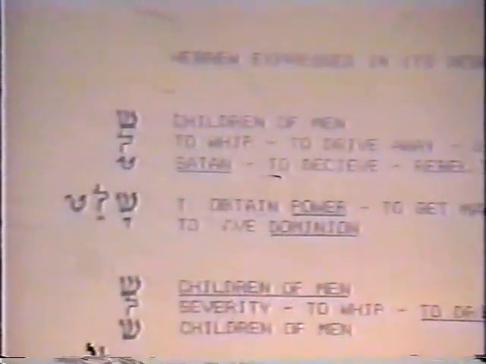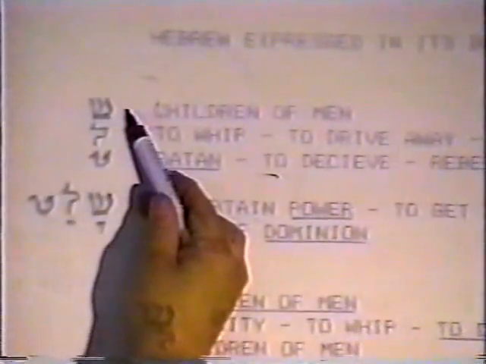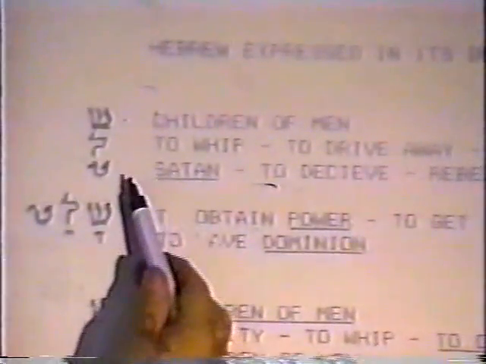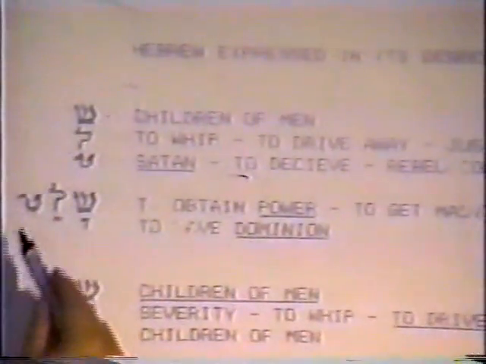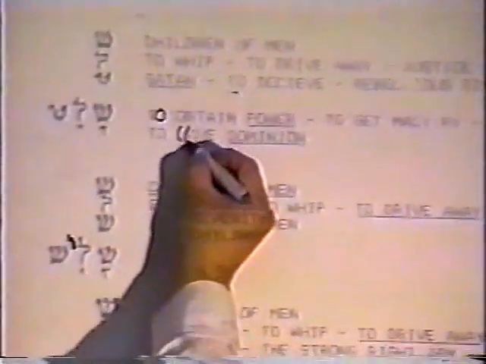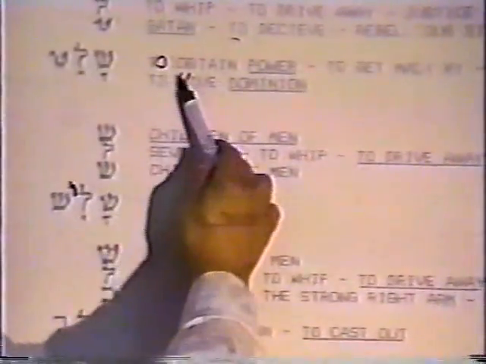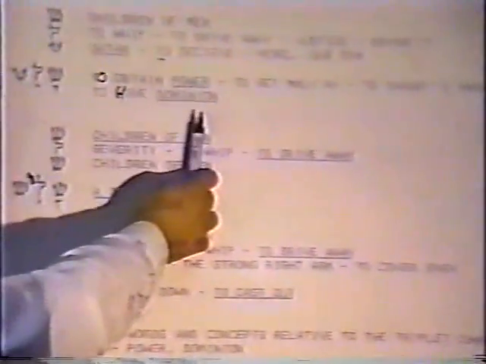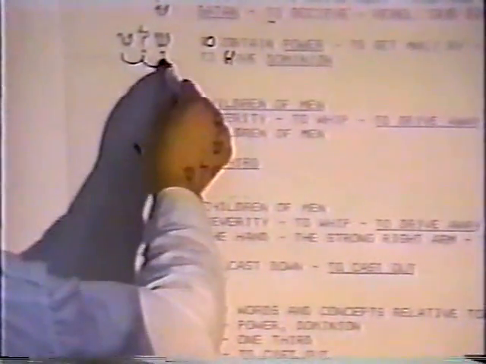We've tried to introduce you to all these characters. Let's see if we can follow the sequence. Who is this? What happens to them? They're being whipped by whom? Can you see the tet here? Okay, what is the definition in the dictionary? To obtain power, to get mastery, to cause to rule, to have dominion. Okay, does Satan then seek to have dominion over the children of men, whipping them? Can you see how that word is generated from its component parts?